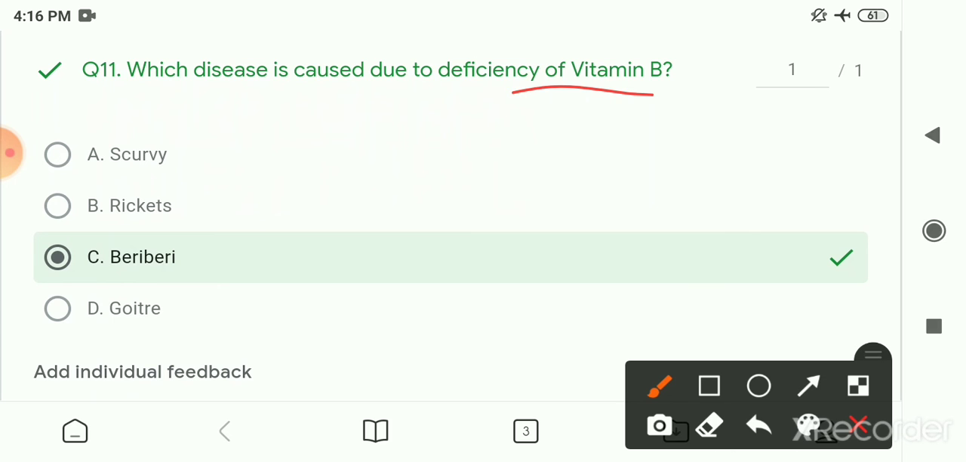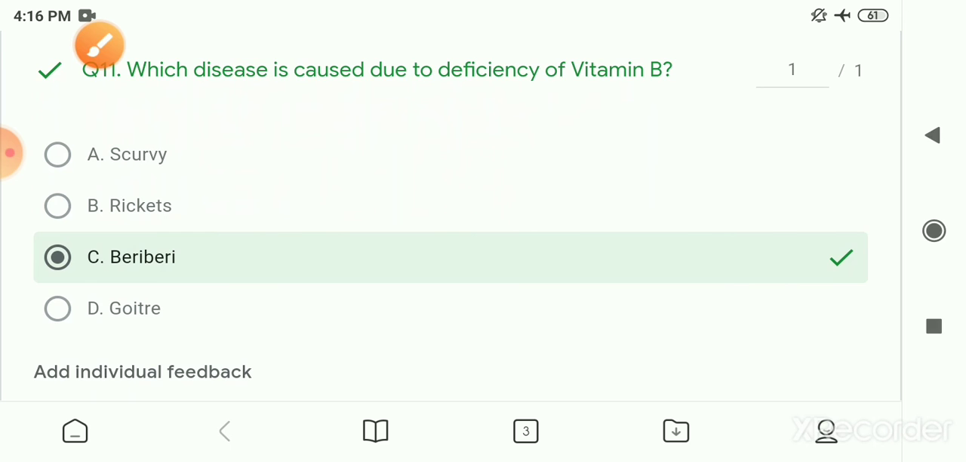The options are scurvy, rickets, beriberi or goiter. So your answer is option C, that is beriberi. Beriberi is caused because of the deficiency of vitamin B. So your answer is option C.